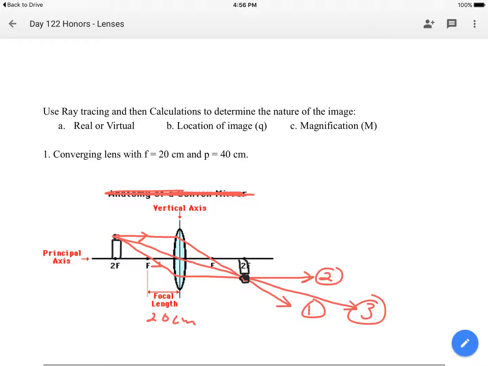Now I can draw any kind of random ray of light. So there's a random ray of light from the flame. It's going to map onto that same spot. Here's another one that goes just randomly. It's going to map onto that spot.